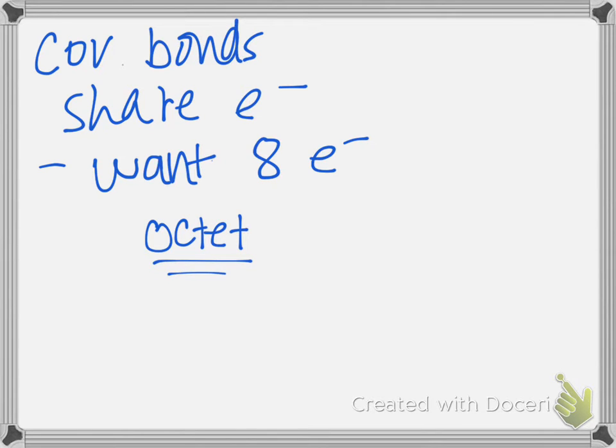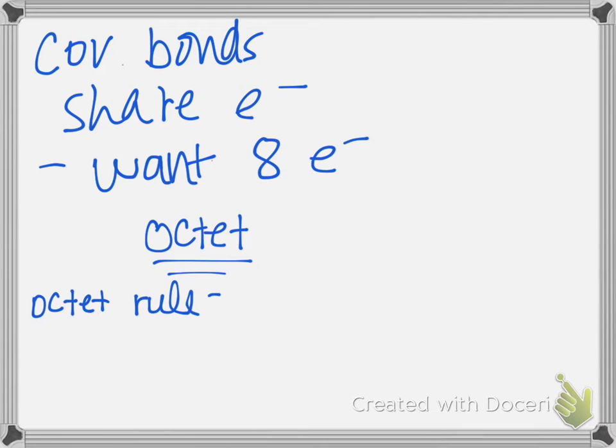So when we say they want a complete octet, that means we want them to have 8 electrons that they can consider their own. Right? Sharing them and considering them their own. So we have something called the octet rule. And that's really all that it says.